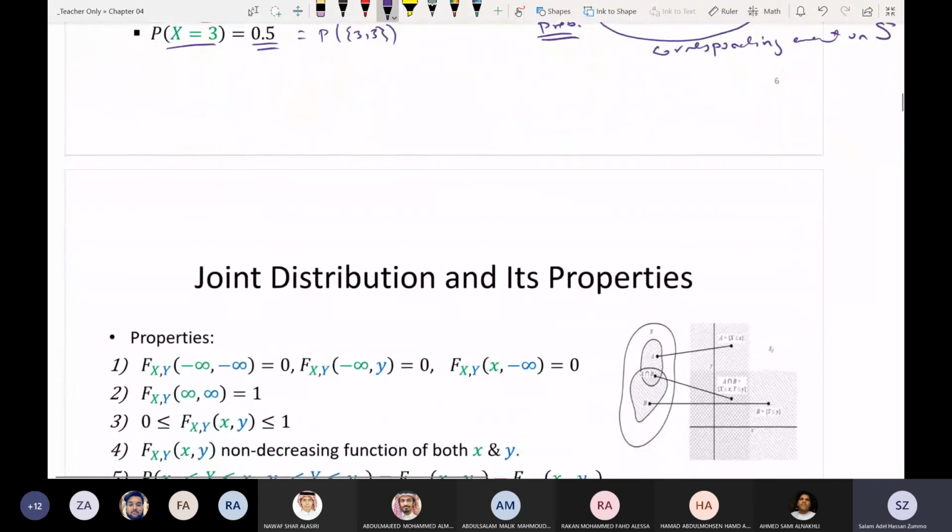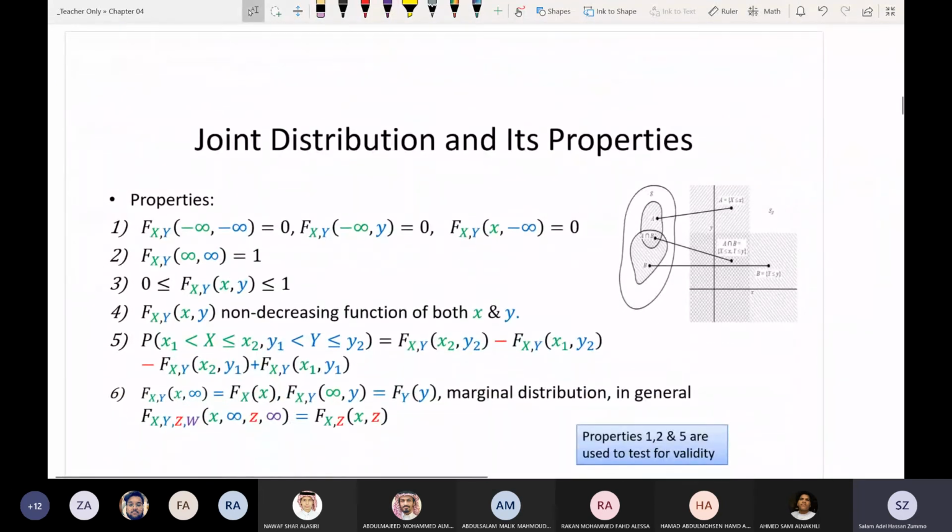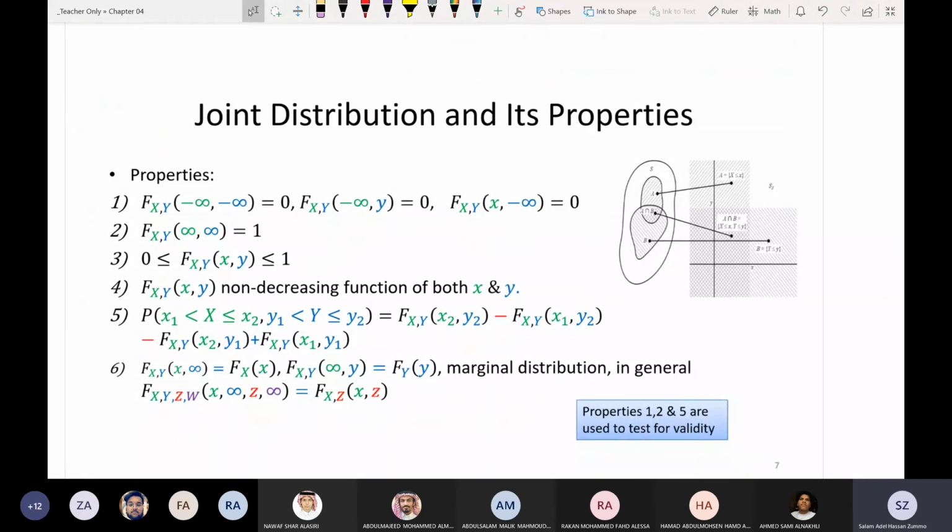Okay, excellent. So now let's talk about the joint distribution and its properties. The joint distribution, let's write it here once again. F_XY(x, y) equals by definition the probability that X is less than or equal to small x and Y is less than or equal to small y. We won't write and anymore; we will write a comma. A comma means and. From this chapter onward, comma means and.